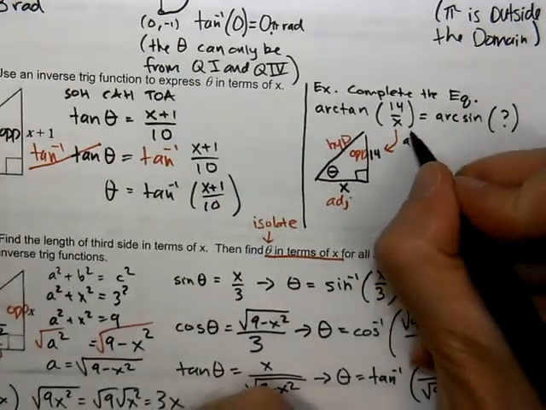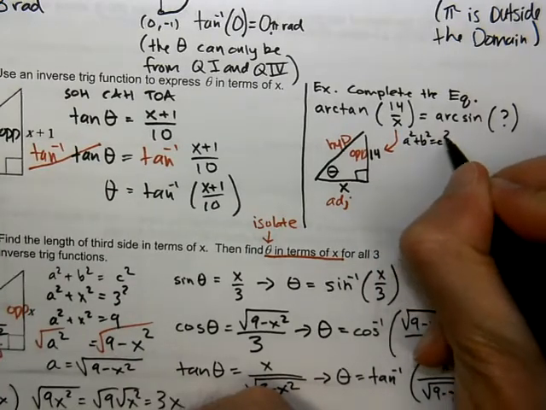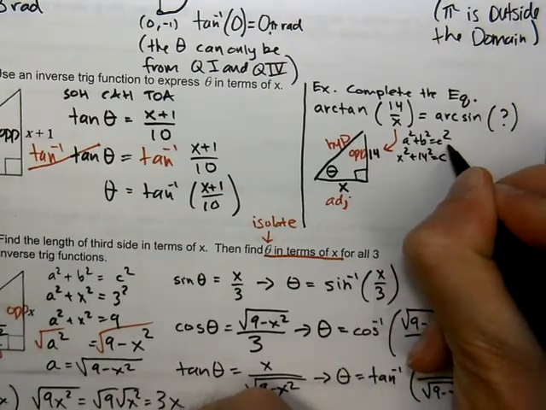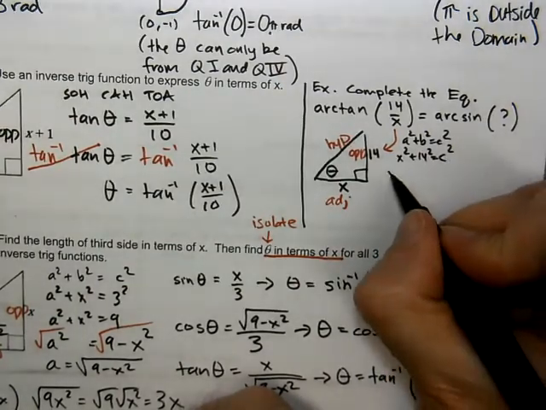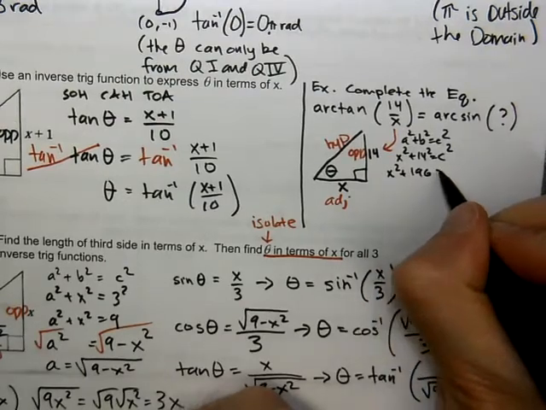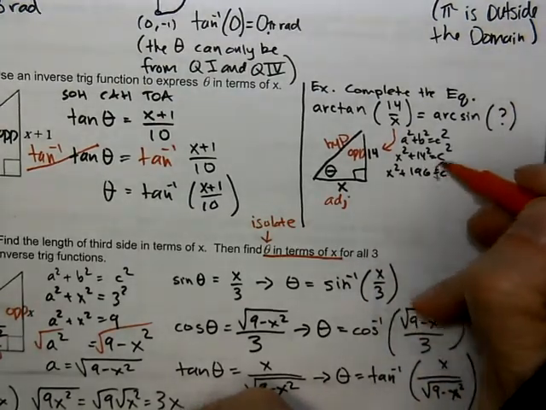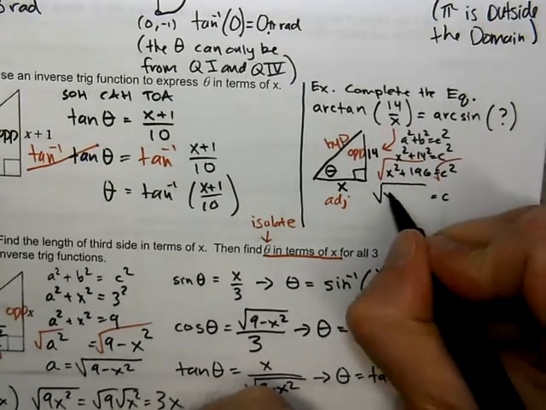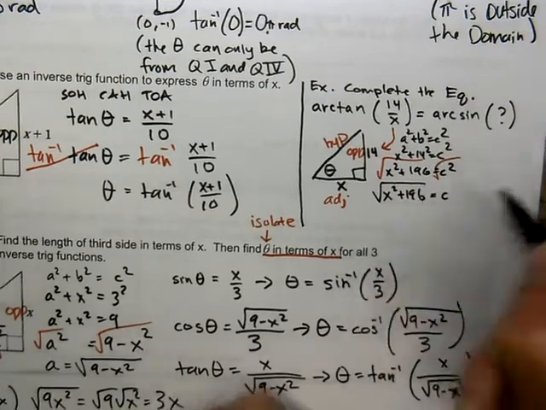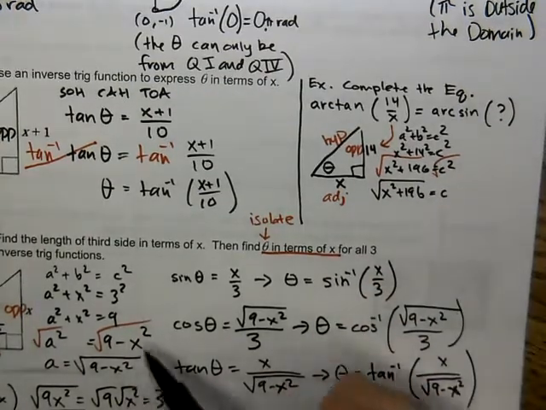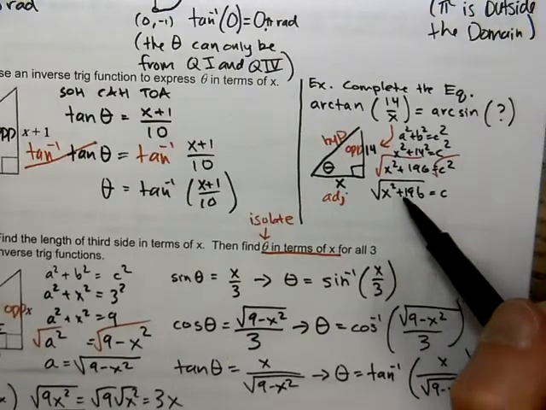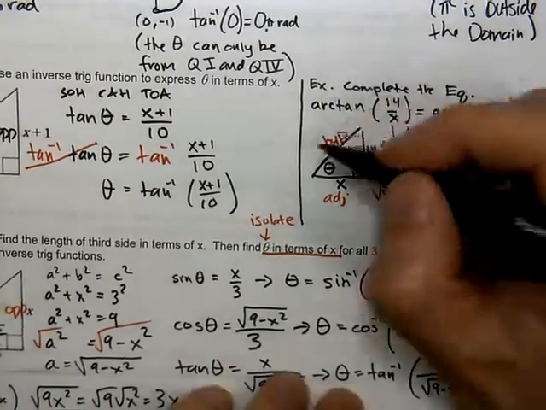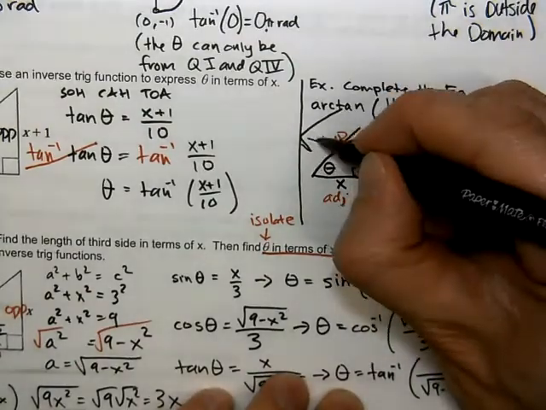So a squared plus b squared equals c squared. So we have x squared plus 14 squared equals my hypotenuse squared. We'll just call that c. So x squared plus 196 equals c squared. Take the square root of both sides to isolate that c. This is our hypotenuse, which is the square root of x squared plus 196. Now again, like before, don't try to simplify that because of that plus sign there. We don't have factors. We cannot take the square root of that. So our hypotenuse is that square root of x squared plus 196.